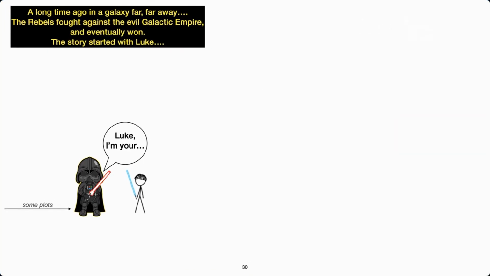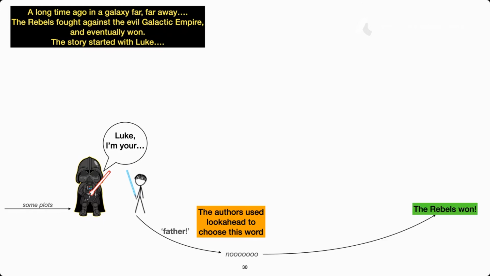So here's another word choice, "father." Father is indeed the observed answer. We note that it was decided that Vader was Luke's father even before the movie production. In other words, humans use look ahead to decide that the word should be "father" here. And now we get to an ending where the rebels won following this line.